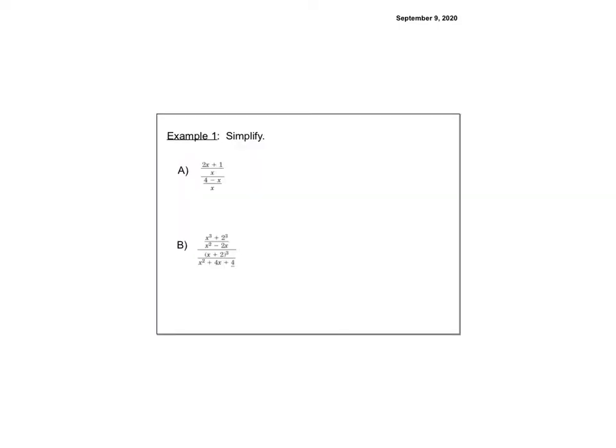All right, so our first problem here, we have 2x plus 1 over x divided by 4 minus x over x. So we are going to change this into a multiplication statement. Do you remember how to do that? So to do that, you would rewrite the top fraction as is. And second step here, you want to multiply by the denominator's reciprocal.